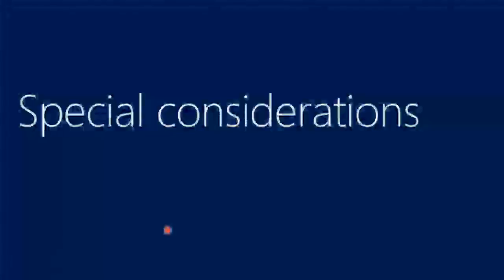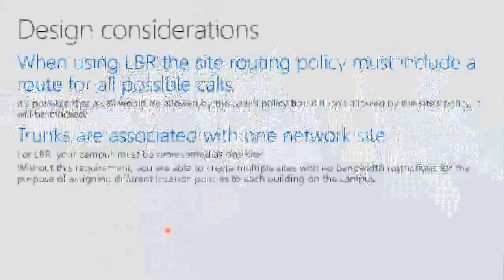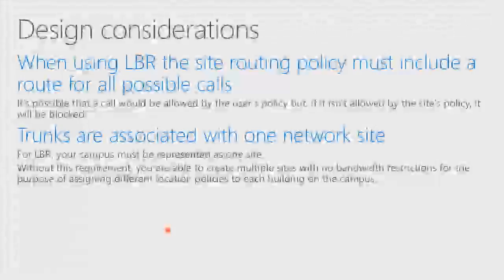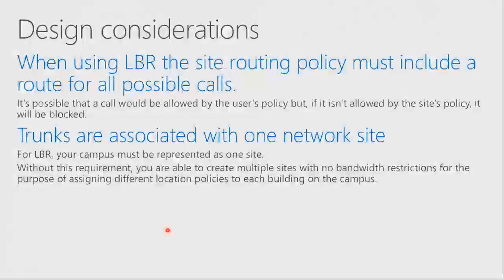I've got about 15 minutes left. This is what I was just talking about. When you're using location-based routing, that site routing policy that you're going to apply to the site does have to have routes for every call. Your users may be more restricted, right? The user may have a policy that says they can't make international calls, but that routing policy on the site would have to route every call. If they're restricted, they'll be restricted earlier.